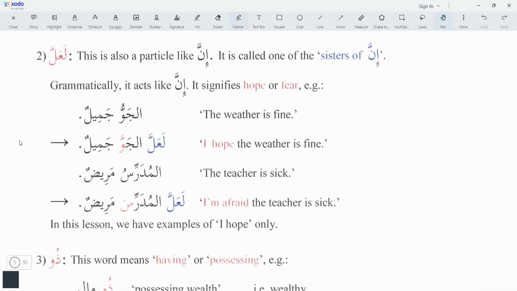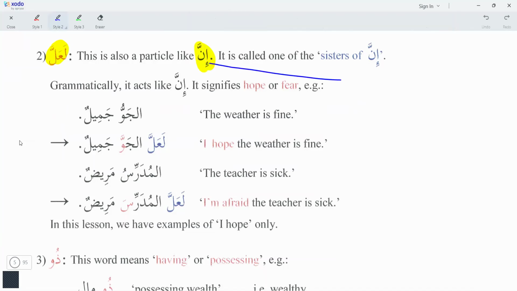Same, there are the sisters of Inna. Why are they the sisters of Inna? Because they act like Inna. What Inna does, the sisters of Inna also do. La'alla is also a particle, a harf.